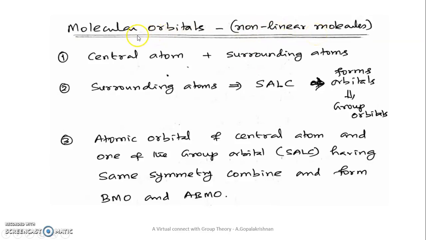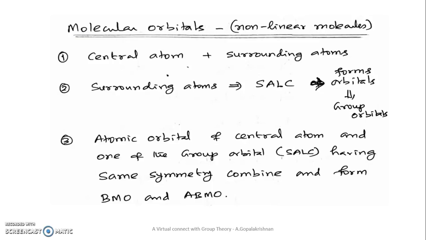In molecular orbital theory, you know very well, in the case of a diatomic molecule, an atomic orbital of one atom and an atomic orbital of another atom, if they have the same or nearly the same energy and the same symmetry, combine and form a bonding molecular orbital and an anti-bonding molecular orbital. This is the general idea of molecular orbital theory.